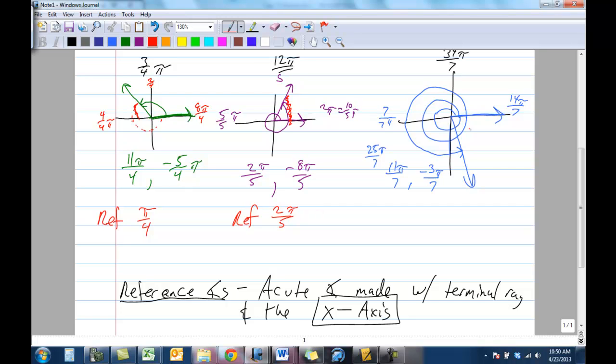All right, and then our last one here, it was 14 pi all the way around 7. So we went 14, 28, 35, and 39. Remember, here's our reference. We went 4 pi sevenths this way. It's a total of 7 all the way around. So what would be left for this? Our reference would be 3 pi sevenths. We'll practice more of that during class. Smith out!